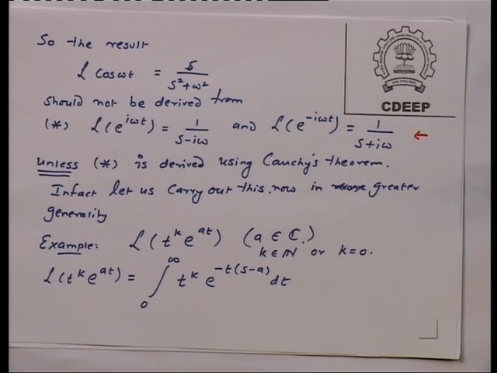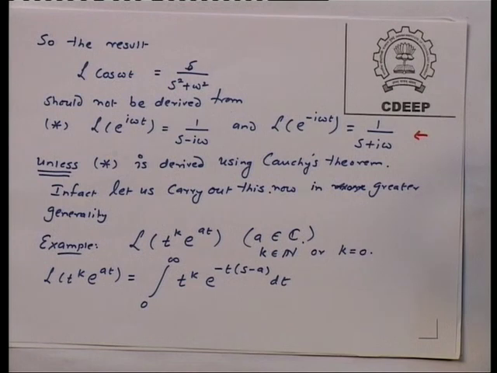Instead of doing the star, let us do the general thing. If you are going to do it using Cauchy's integral theorem, why just stop at this special case? Let us do the general case. Let us compute the Laplace transform of t to the power k e to the power at, where a is a complex number, correct.